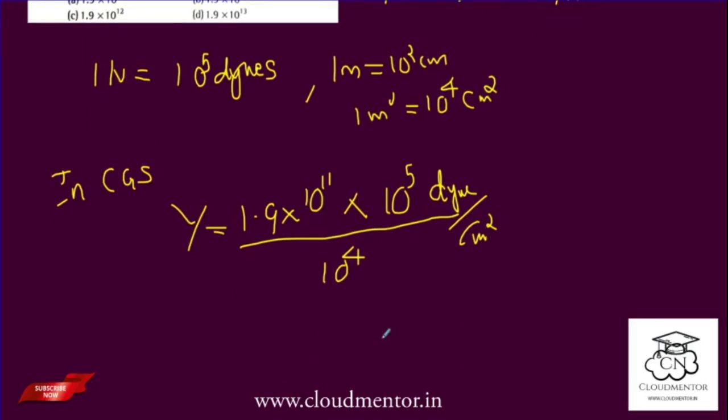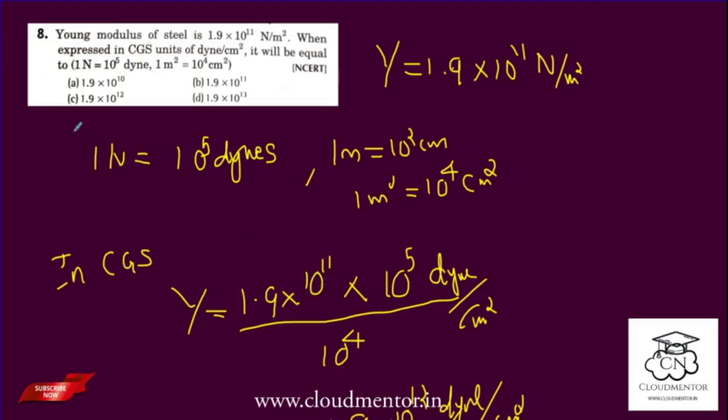So solving, we get 1.9 times 10 raised to 11 and 10 raised to 5, that is 10 raised to 16, and 10 raised to minus 4 comes upward, so 10 raised to 12. So that answer will be 1.9 multiplied by 10 raised to 12 dyne per centimeter square. So let's look at the options. Option C is the right answer. Moving to the next question.